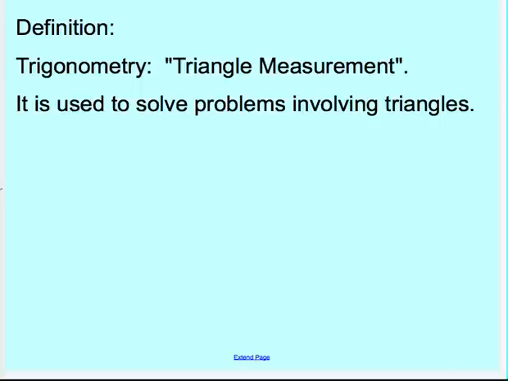Trigonometry means triangle measurement, and it originally started using right triangles, and then they discovered more applications from there. So we're actually going to be looking at applications of trig outside of right triangles, just not today.